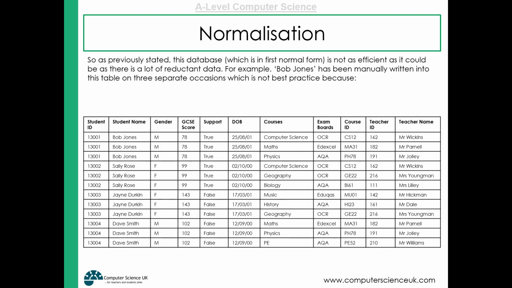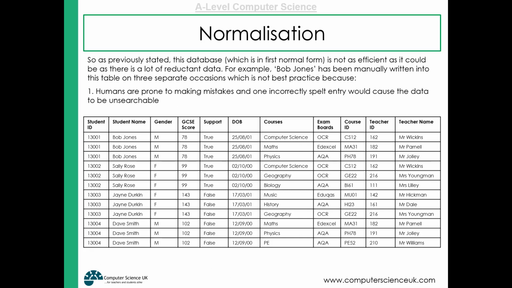So we're back to the table that we looked at before. So this table, as we know already, is in first normal form. It's not as efficient as it could be. And the reason why it's not efficient is that Bob Jones has to be manually written into this table on 3 separate occasions, or Sally Rose does, or Jane Durkin, and so on. And the reason why it's not good to have this duplication of data, as we discussed in the previous lesson, is that humans are prone to making mistakes, and if you incorrectly spell an entry somewhere in the database, it will be unsearchable. More storage is required to store the duplicated data as well.